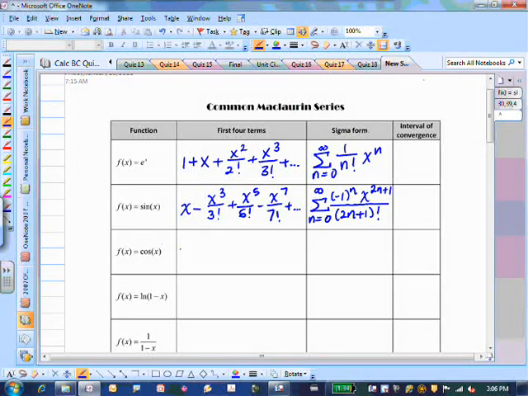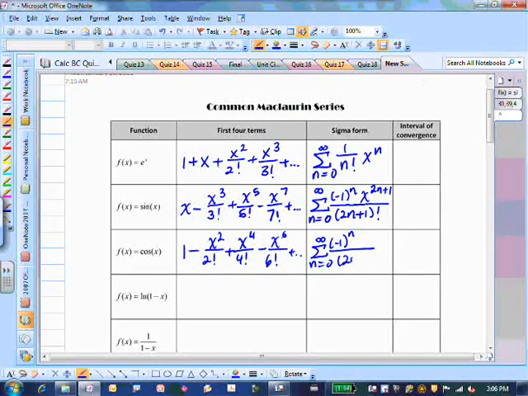Okay, similarly, cosine begins with only even powers, so you can figure out the sigma form for that. Okay, even powers, n equals 0 to infinity. The alternating part, even would just be 2n, so x to the 2n.